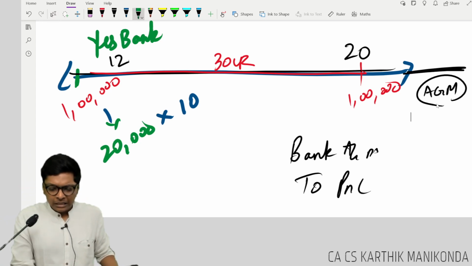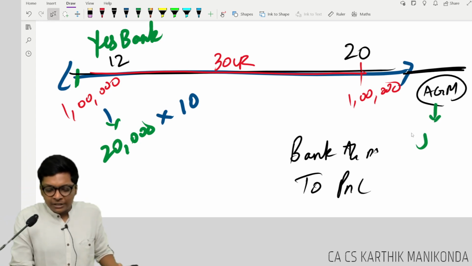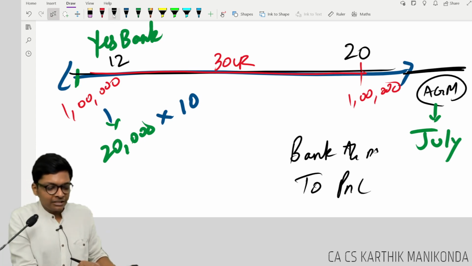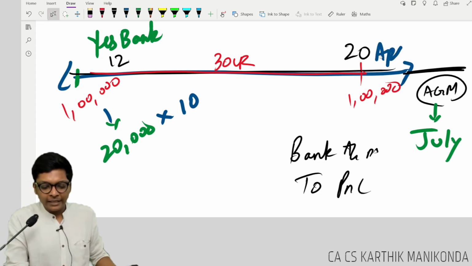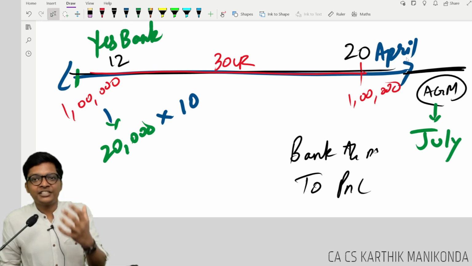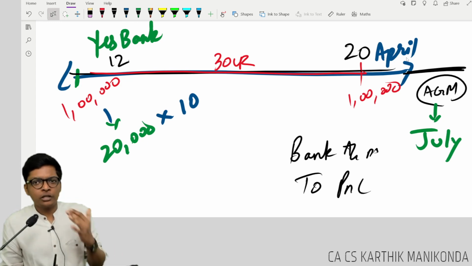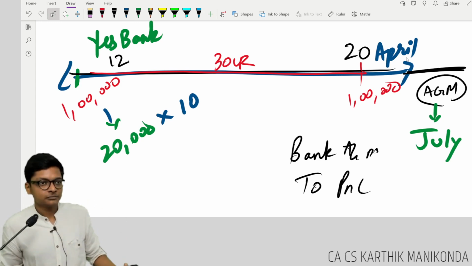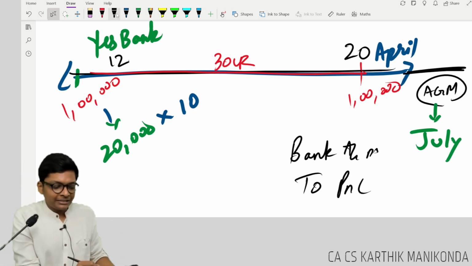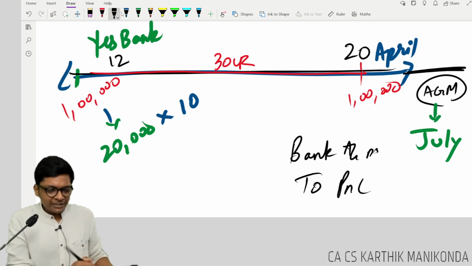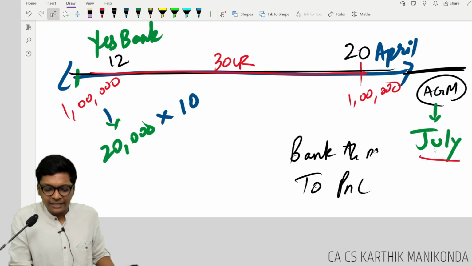So, Yes Bank was planning to declare dividend in the month of July. But Rajaram in the month of April had some urgent financial needs. He wanted to buy a car or he wanted to go abroad for something. He wanted to start a company, so he wants money. Correct? So what Rajaram did, he will sell his shares. Correct?